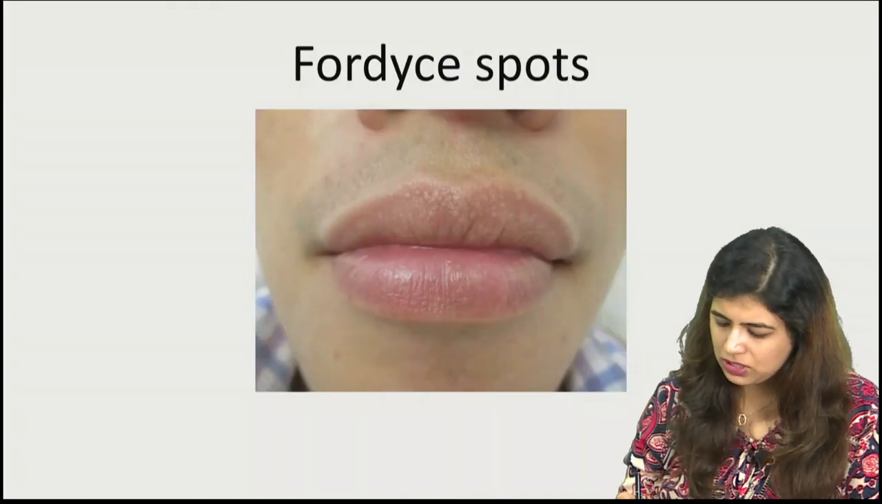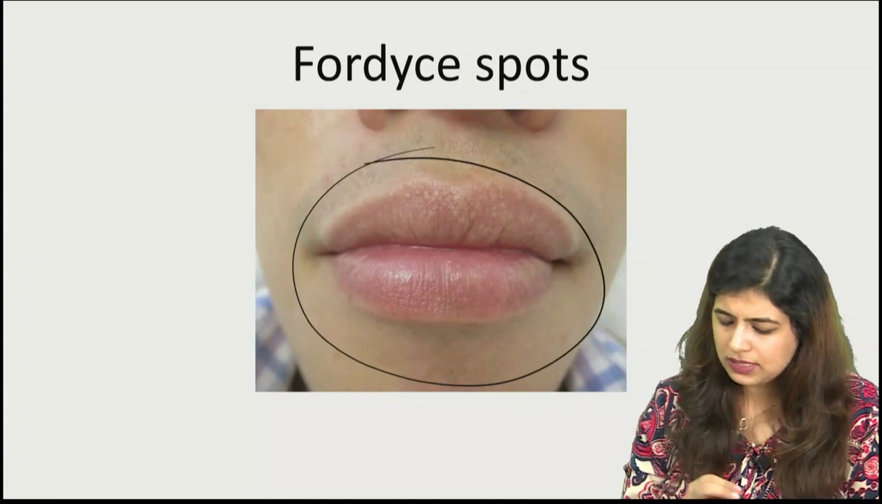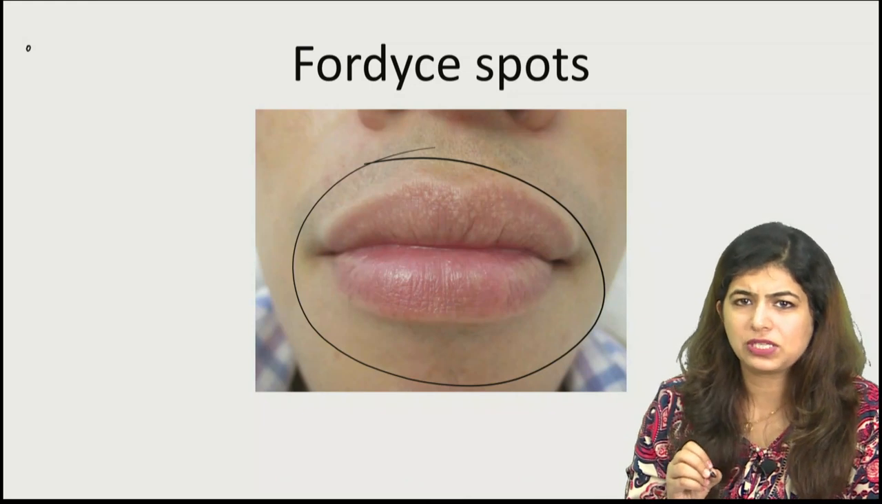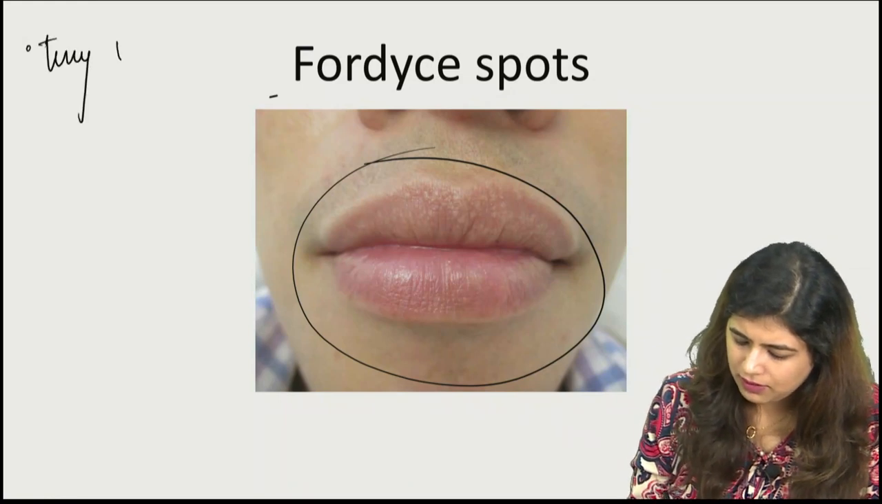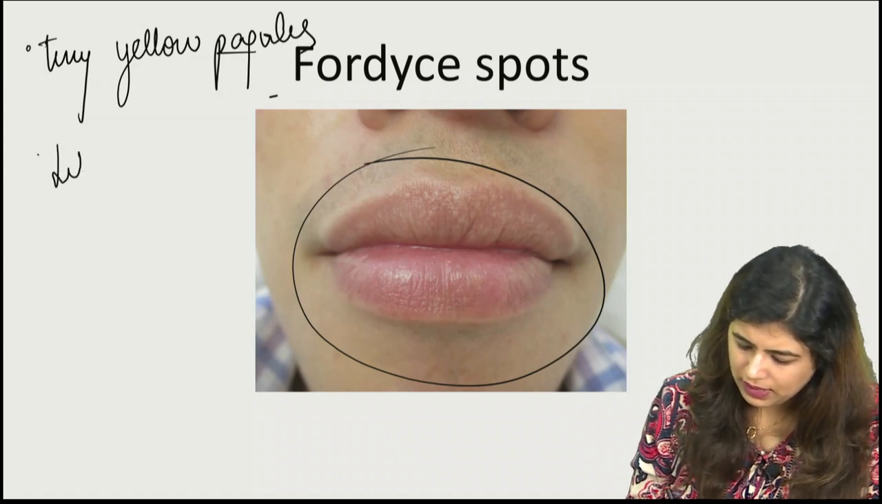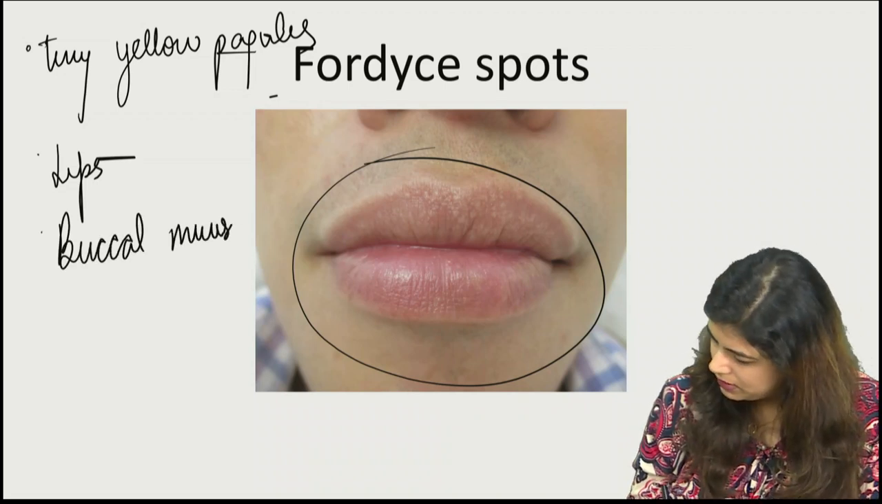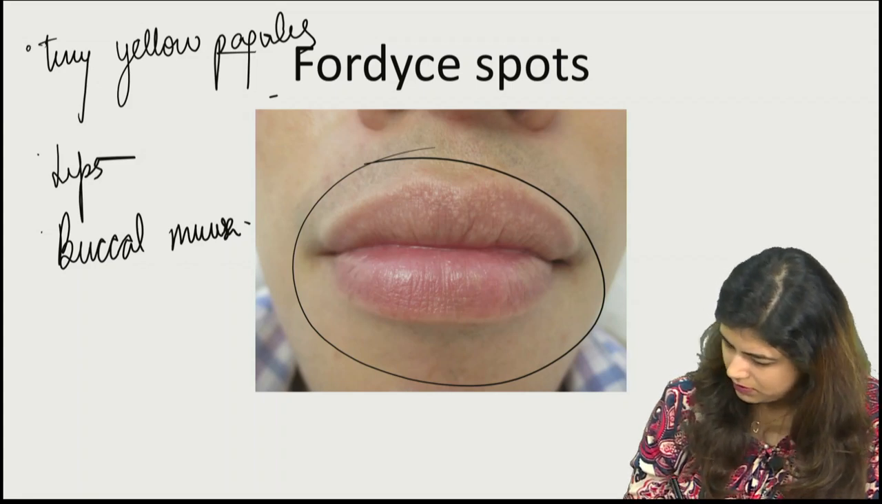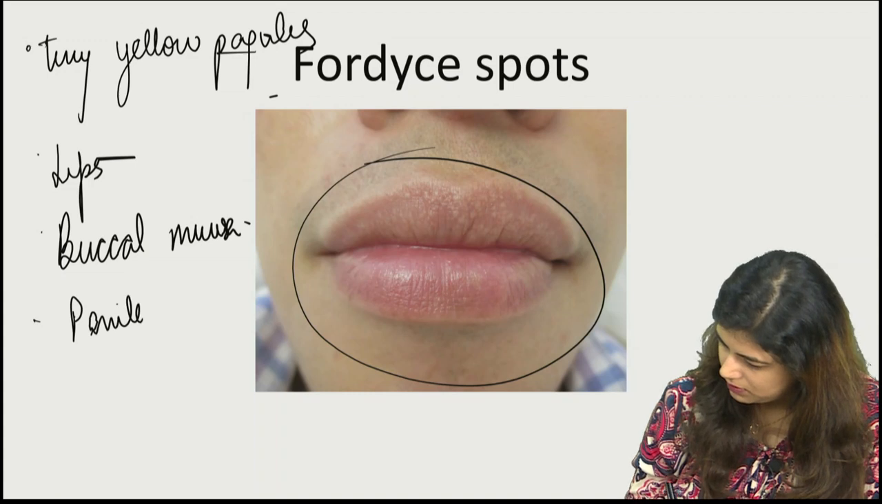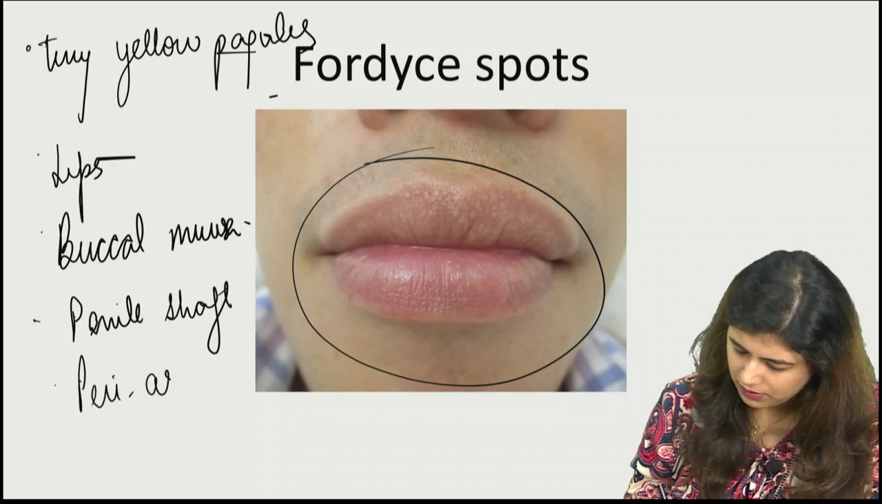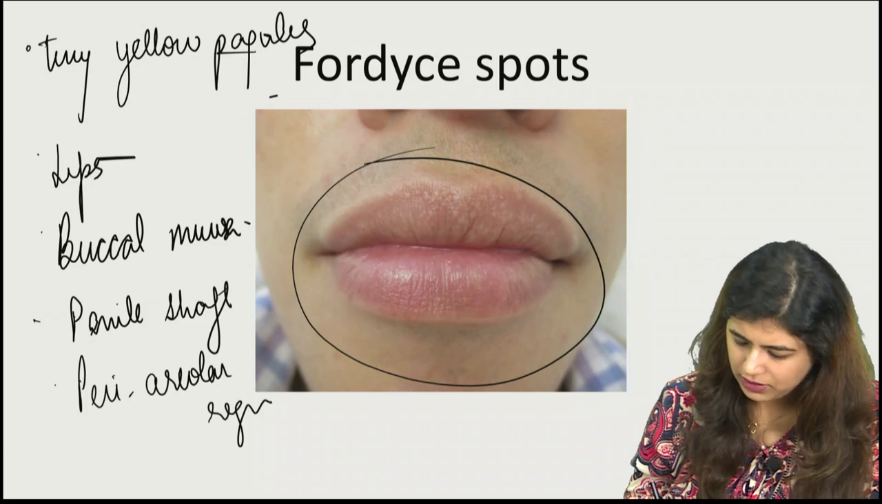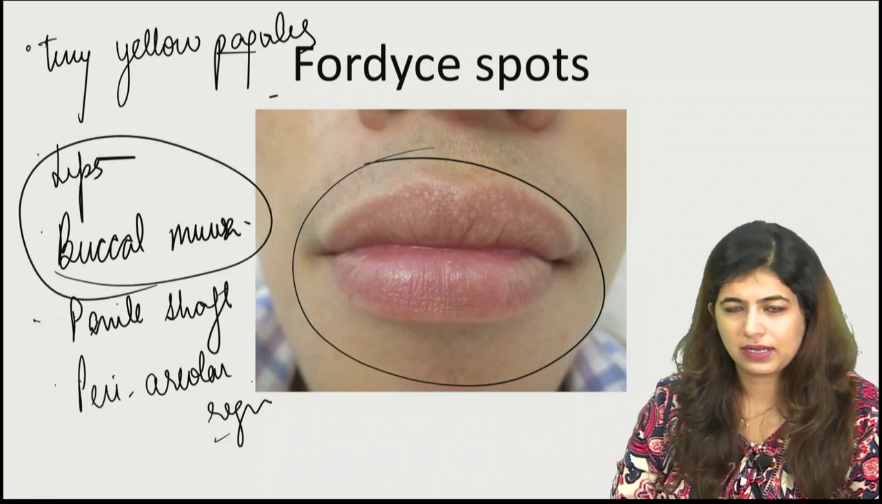Now moving on to the image here, this is how your Fordyce spots look like. As I already mentioned, these are ectopic sebaceous glands. Very important point, remember, these are seen as tiny yellow papules, mostly in the lips, buccal mucosa, penile shaft, and sometimes also in the periareolar region. However, the most important sites are lip and buccal mucosa.